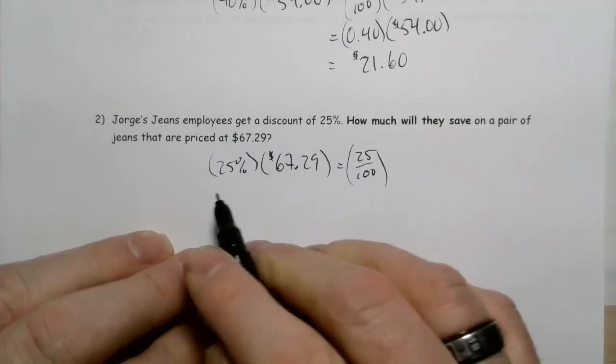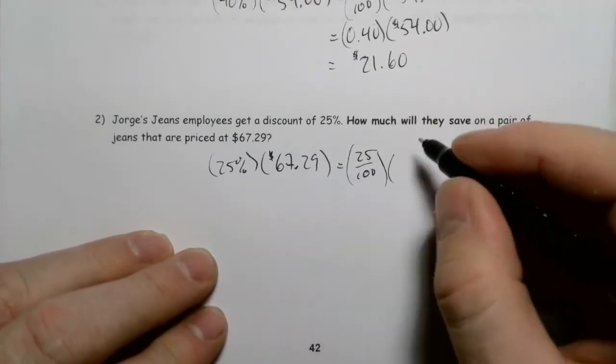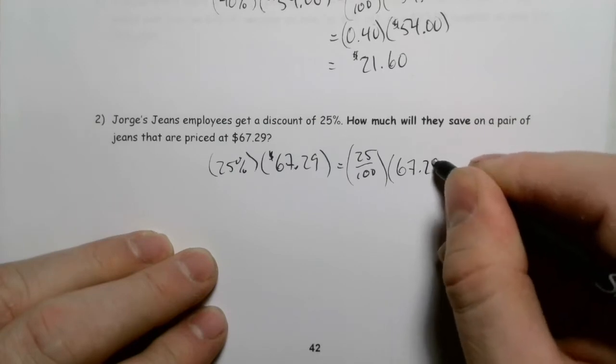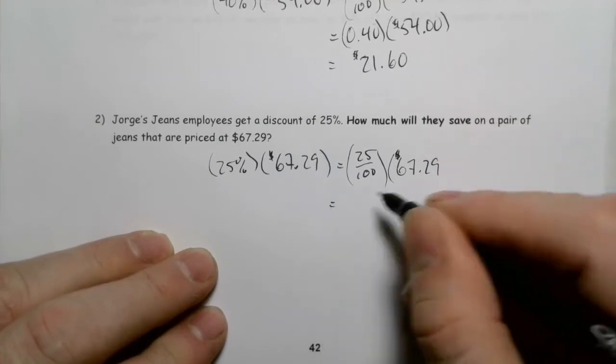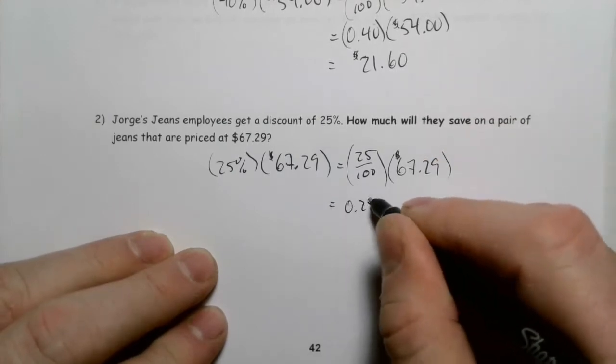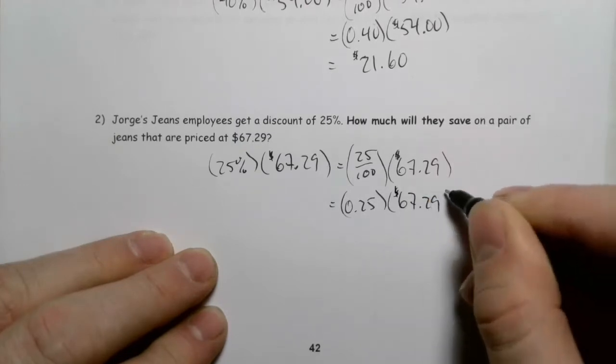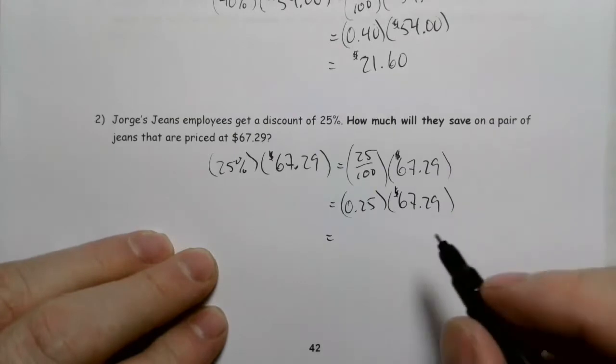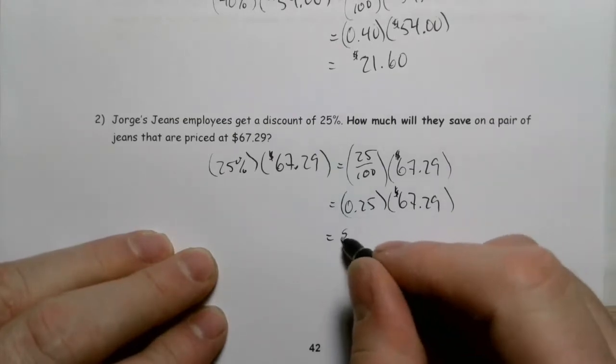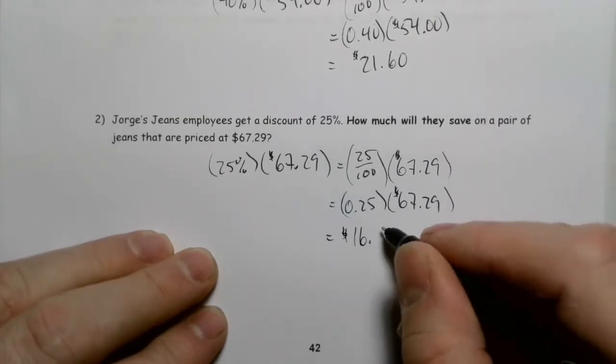And you know what? You don't have to keep going through these steps here. I'm just doing this so that we can establish a pattern. Then this becomes 0.25 multiplied by 67.29. And when you multiply that out, and again, use your calculator here, that's going to be $16.82.